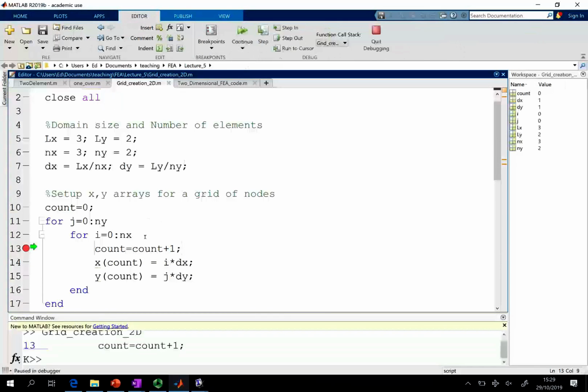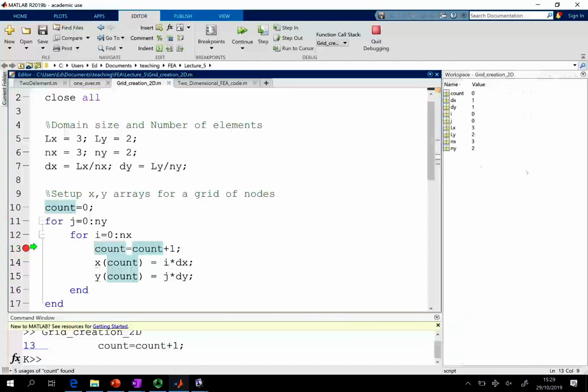Essentially, what we're doing here, if you look at the workspace, which unfortunately I don't think I can make bigger: for element 1, 0 here and 0 here, you can see that i times dx is going to be equal to 0 and j is going to be 0. So the first element of count is going to be 0 for x and y. Then we go to i equal to 1 now, and i times dx will give you the value of the first node. That's node 2, if you like, and that's put into x and y, and so on. So we go through all of this process.